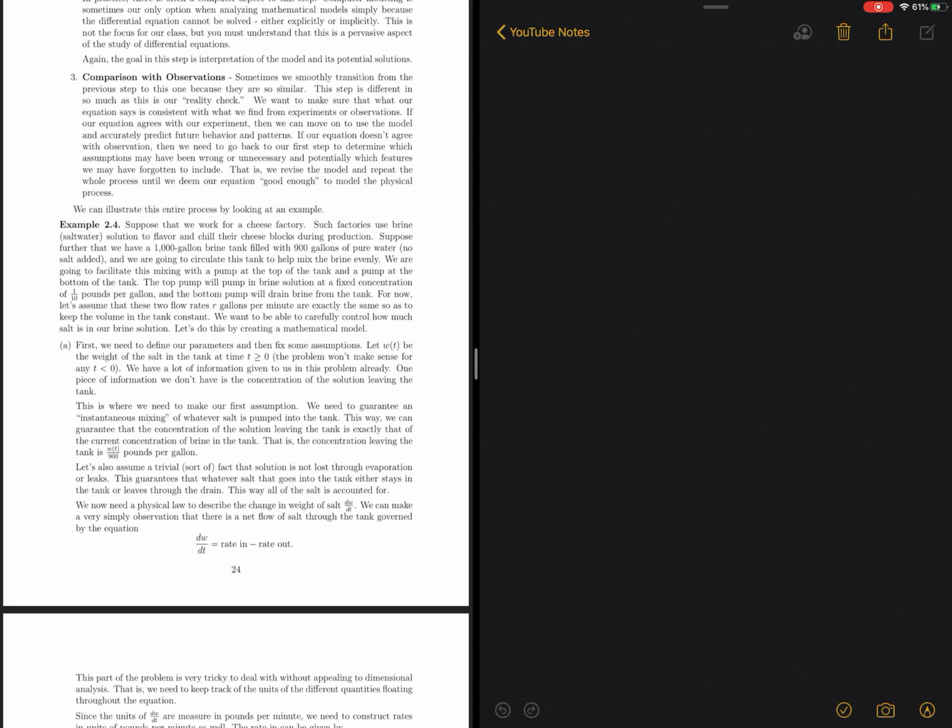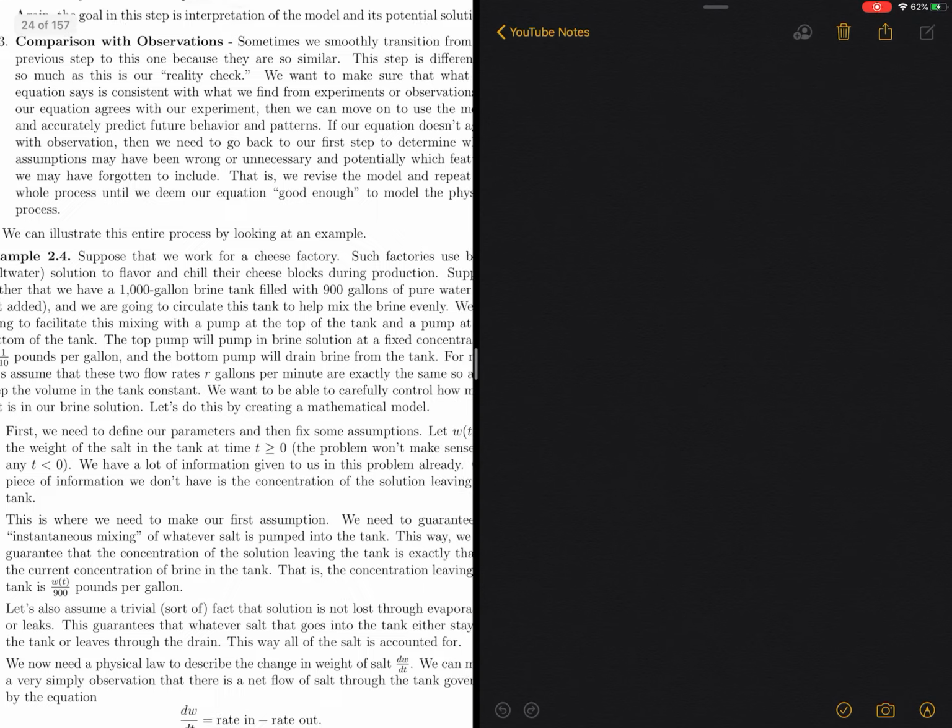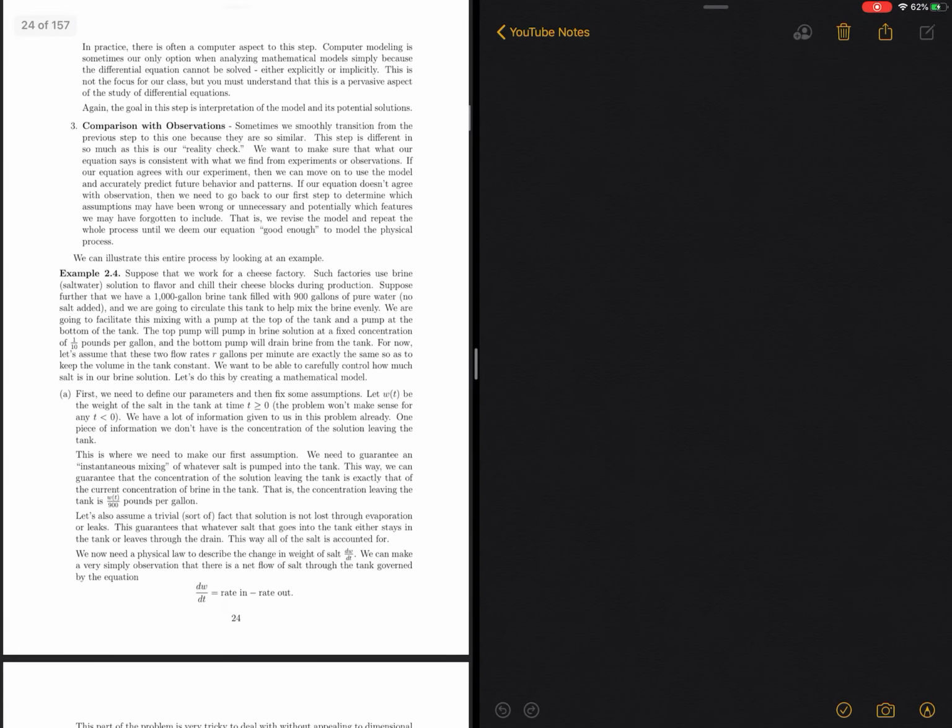So last time we talked about the modeling cycle of applied math in general. Really, we discussed how we go about creating a mathematical model to describe some physical phenomenon. And I'd like to take this video to illustrate that process with a fairly simple example. So let's go ahead and take a look at this example in the notes, example 2.4.